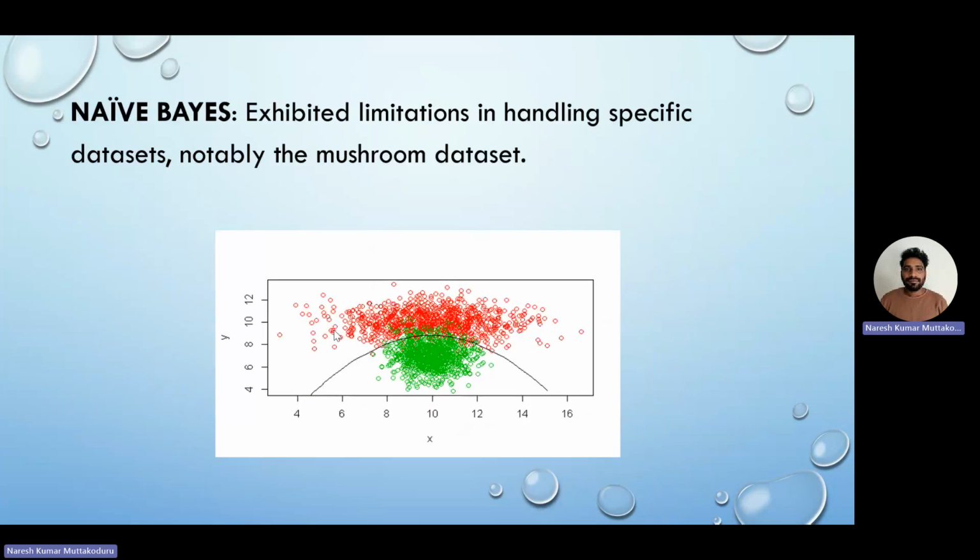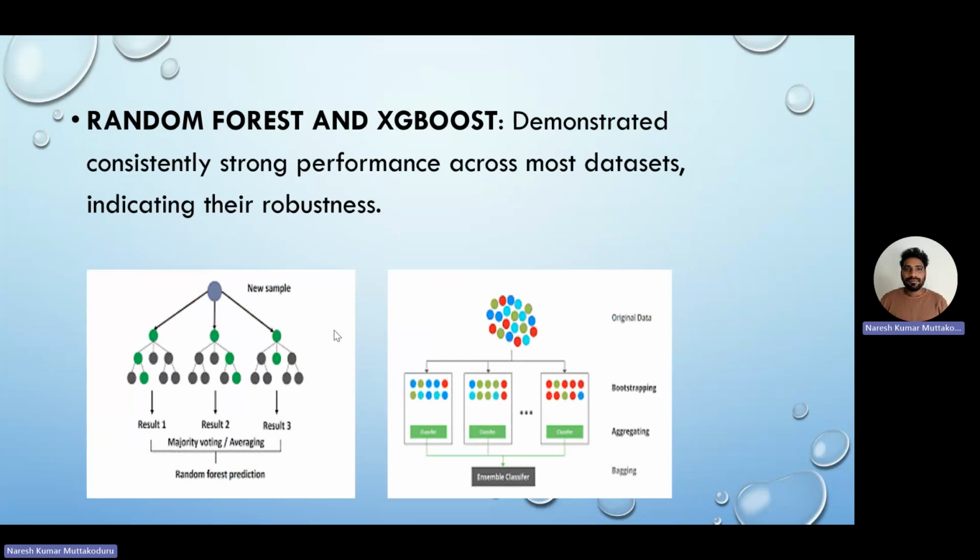This model is biased, exhibiting limitations in handling specific datasets, notably the mushroom dataset. This is a graph we have taken, as you can see. Random forest and XGBoost demonstrated consistently strong performance across most datasets, indicating their robustness.